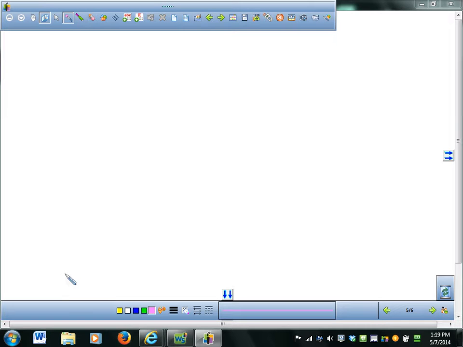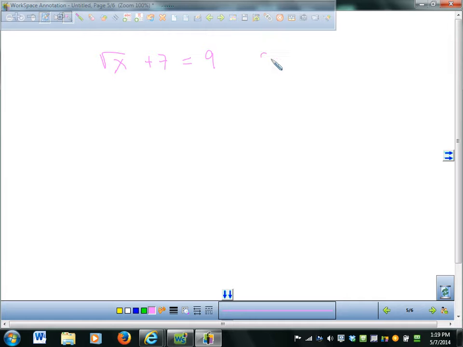Okay, so say you see a radical equation that looks like this. These are a little bit different, but these are very easy to solve. Square root of x plus 7 equals 9. And they say solve, and usually they'll say solve and check. With this kind of equation, it's very important to solve it and check it. Can anyone tell me what the first thing I would do here is?